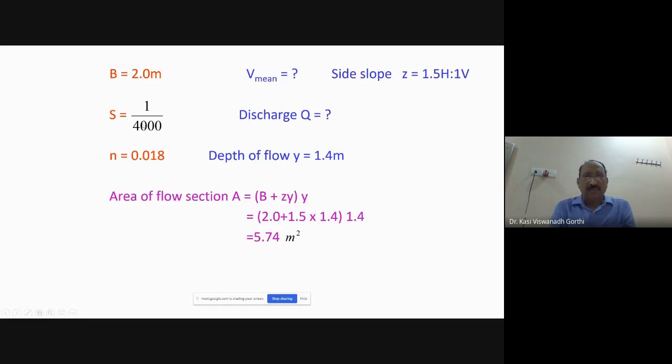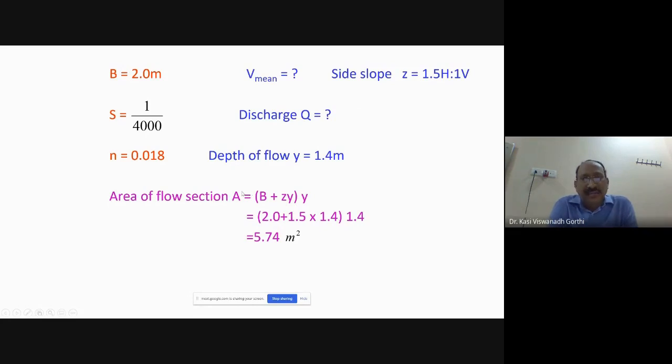Longitudinal slope S is 1 by 4,000, and the Manning's coefficient N is 0.018. These are the things given. Side slope 1.5 horizontal to 1 vertical, so Z is 1.5. Further, the depth of flow Y is given to be 1.4 meters. You need to calculate the mean velocity as well as the discharge.